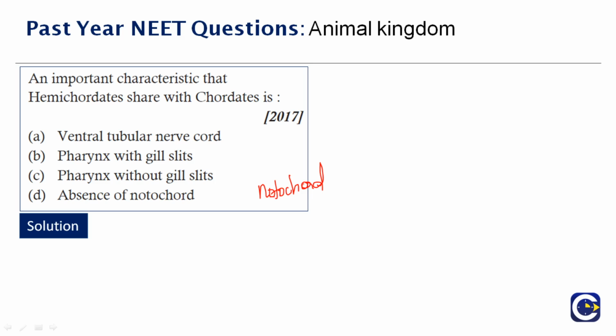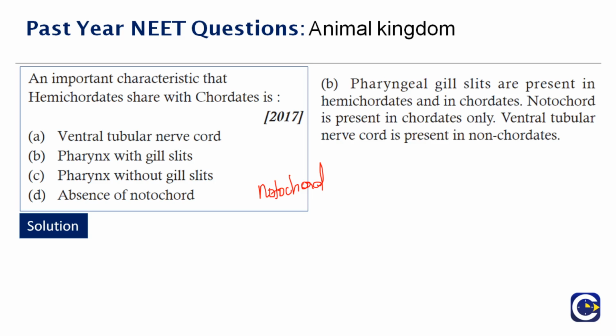Now the important characteristic that hemichordates share with chordates is the pharynx with gill slits. Notochord is present in chordates only. Ventral tubular nerve cord is present in non-chordates. Therefore, the one that they share among themselves is the pharynx with the gill slits. The correct answer is option B.